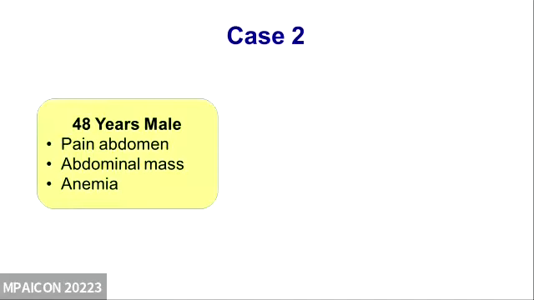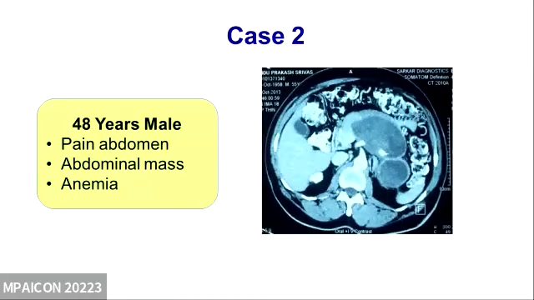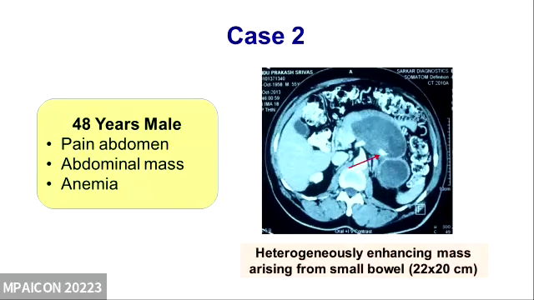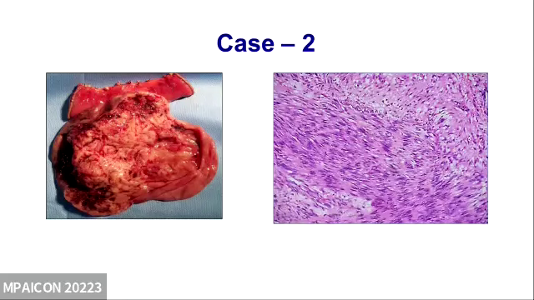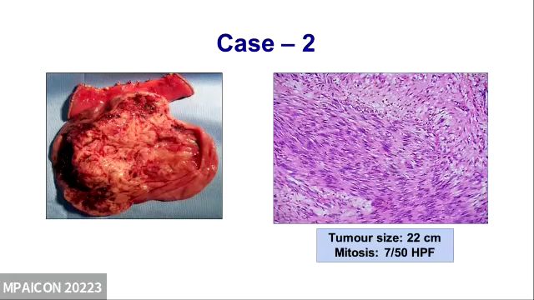Now I have a second case, a 48-year-old male. Again, he presented with pain abdomen and abdominal mass. The patient had anemia. On CT scan, again there is a heterogeneously enhancing mass arising from the small bowel. This is the gross specimen, and you can see the small intestine here, and this is the mass, which is mostly exophytic. Morphologically, again, this tumor had similar spindle cells present in fascicles, and the mitotic count was slightly more, 7/50 high power field.